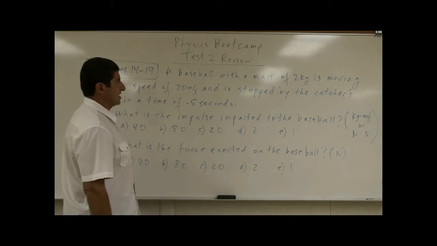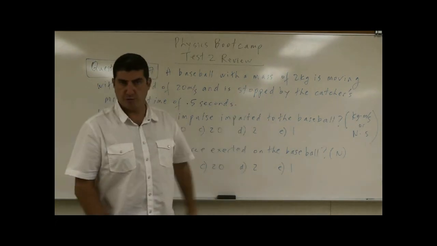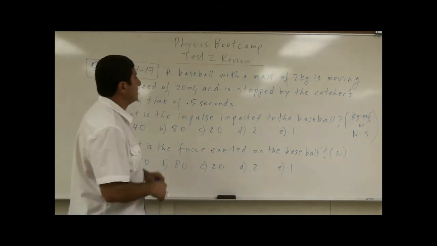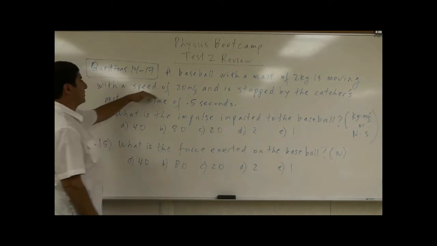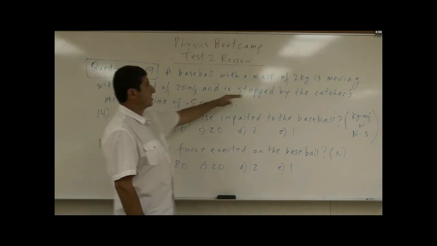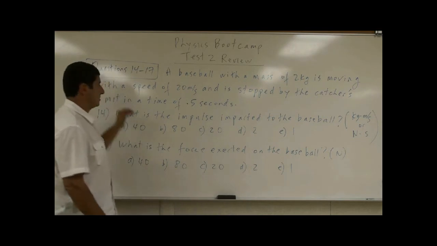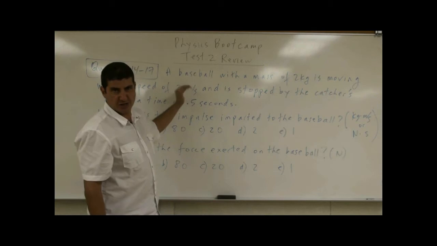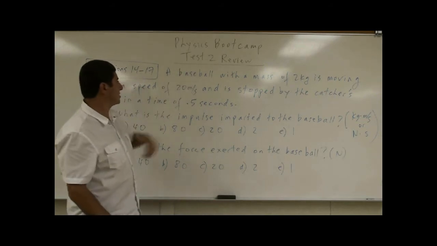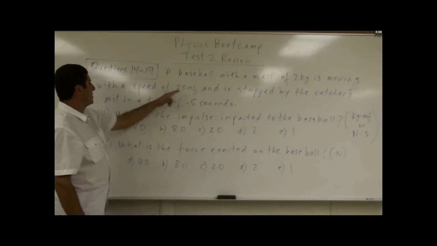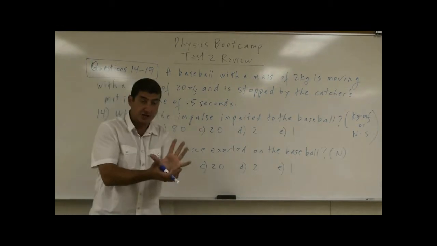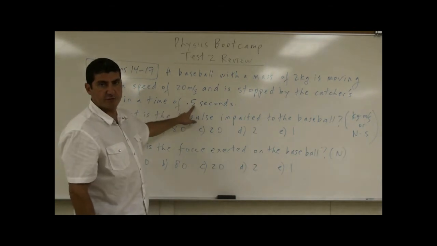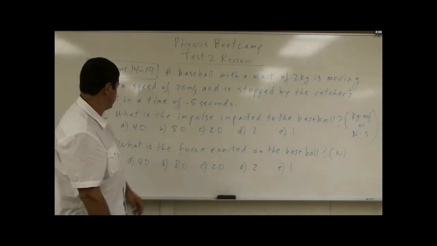A baseball with a mass of 2 kilograms. Assume now that the baseball has that mass, but in reality it is lighter than that. The baseball is moving with a speed of 20 meters per second and is stopped by the catcher's mitt. So the pitcher throws the ball, let's say, 20 meters per second, which is actually kind of slow, but again, assume that this is a realistic speed. So then the catcher catches that, the baseball hits the mitt, and it takes 0.5 seconds for the ball to come to stop in the catcher's mitt.